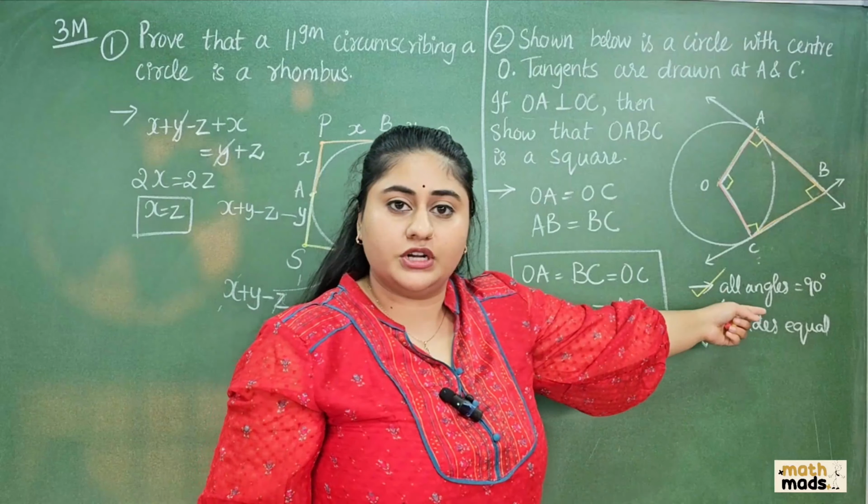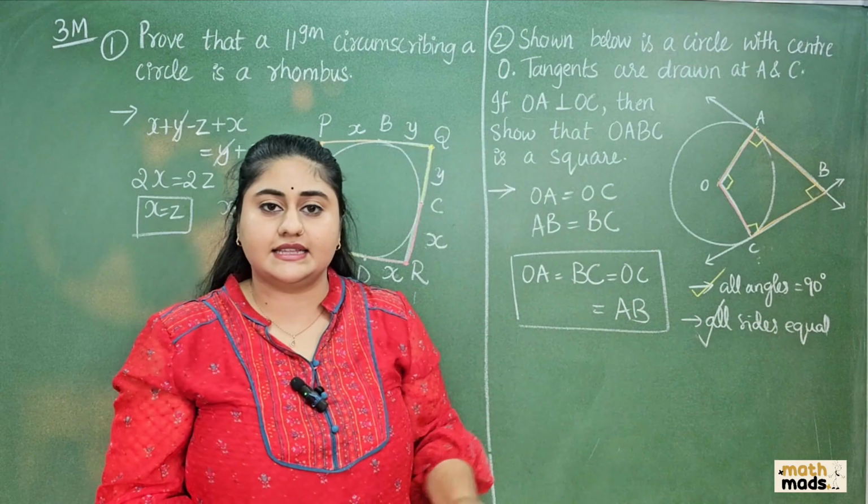So since all angles are equal to 90 degrees and all sides are also equal, I can say that this is a square.